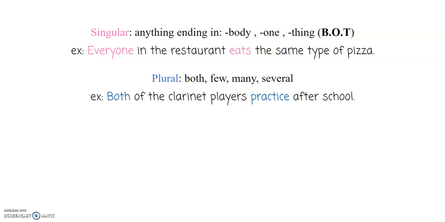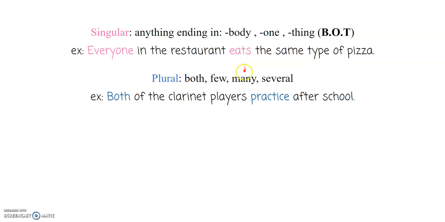There are, of course, exceptions. Nothing in English is that easy. But our first exception are our bought words. So these are any word that ends in body, one, or thing. So this sentence, for example, everyone in the restaurant eats the same type of pizza. You might read that and think, oh, everyone, that's a lot of people. But because that word ends in one, it's one of our bought words, and we need a singular verb to match that.